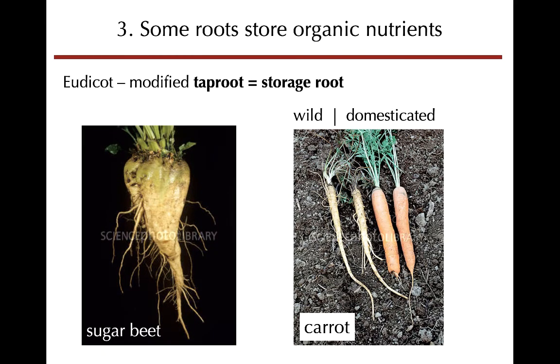The third function I mentioned was that some roots are modified to store organic nutrients. And by organic molecules, I pretty much mean starch, which is a polysaccharide type carbohydrate. And then the plant can access that starch and break it back down into glucose monomers in order to use it later when maybe it's not doing photosynthesis and making those carbohydrates all the time.